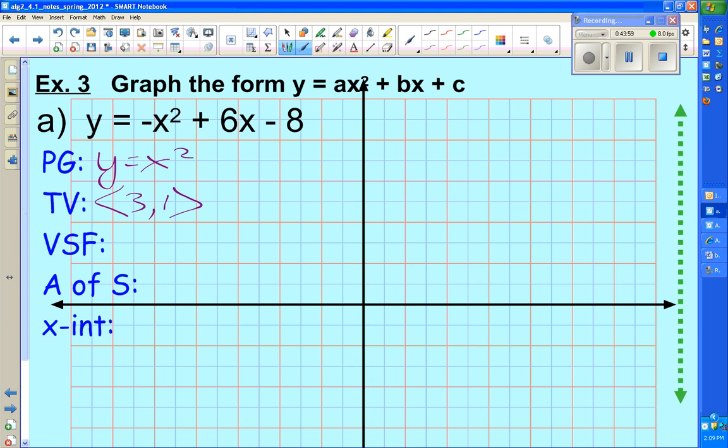Did you get 3? Okay. Well, let's try it. The x-coordinate of the vertex is the opposite of 6 over 2 times negative 1. That would be the opposite of 6 over negative 2, which is positive 3. When we plug in, here's the way my plug-in looks.